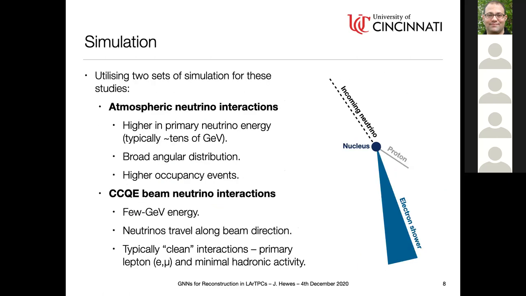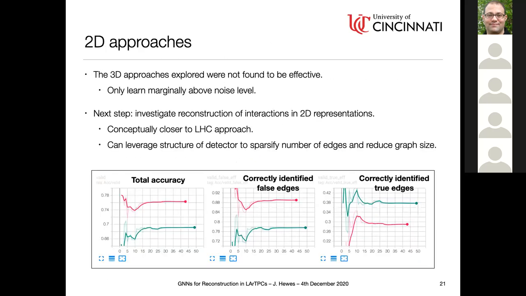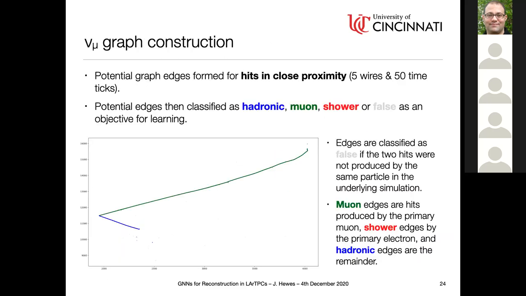Yes. Right now, the way we draw nodes is pretty simplistic. I actually have this on one of my slides. It's just a simple square threshold around each node. We have a wire in one dimension and time in the other. So we just basically draw this box, which is a margin of five wires and 50 time ticks around each hit. And any other nodes within that proximity, we draw a potential edge. So it's very simplistic right now.